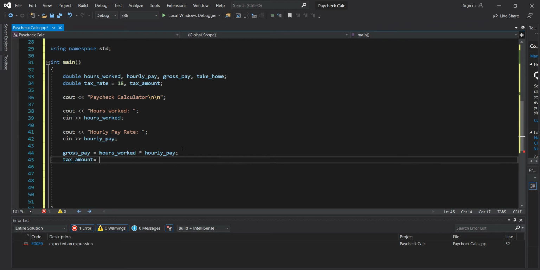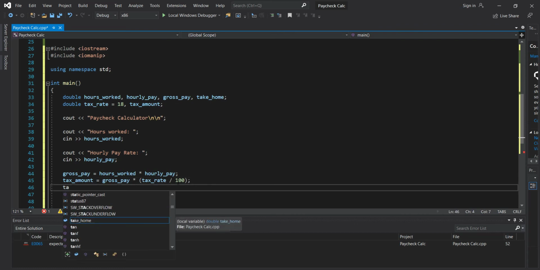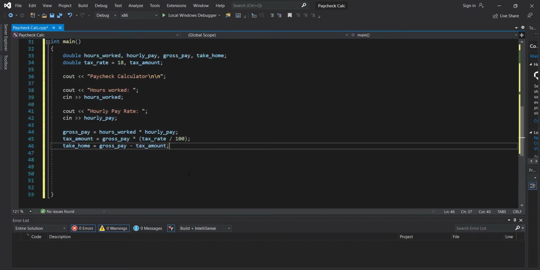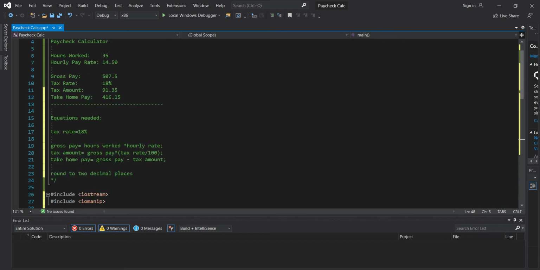So that's going to be gross pay times tax rate divide 100. Then our take-home pay equals our gross pay minus our tax amount. And now this is where we put our second half. This is where we figure out this right here. Our gross pay, tax rate, tax amount, and take-home pay.